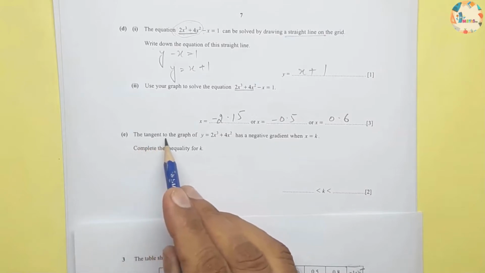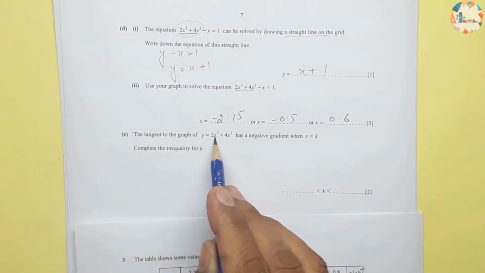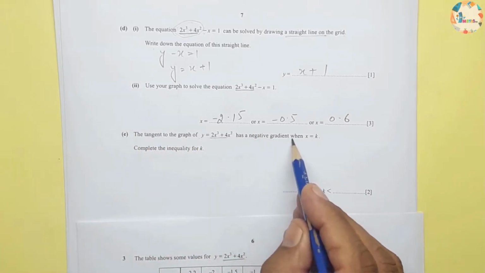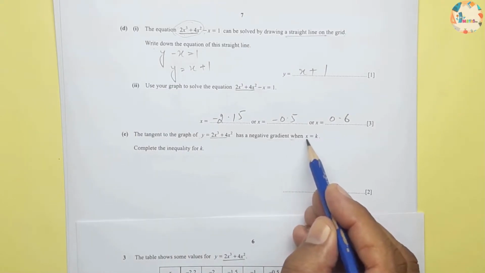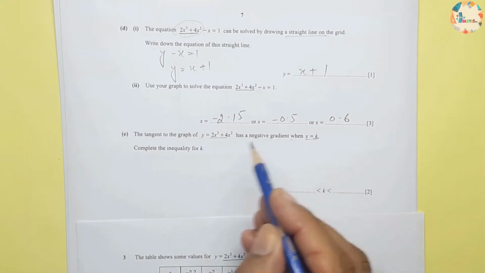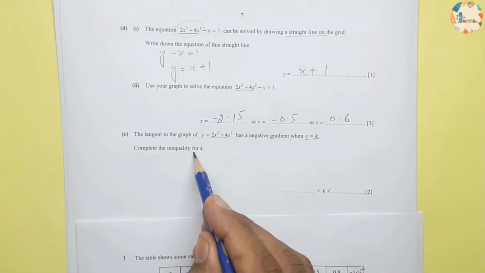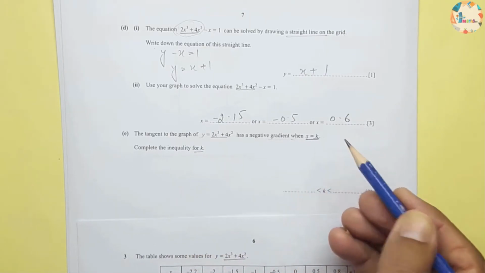Next, E part is the tangent to the graph of this one has a negative gradient when x is equal to k. Complete the inequality for k. So x is equal to k.